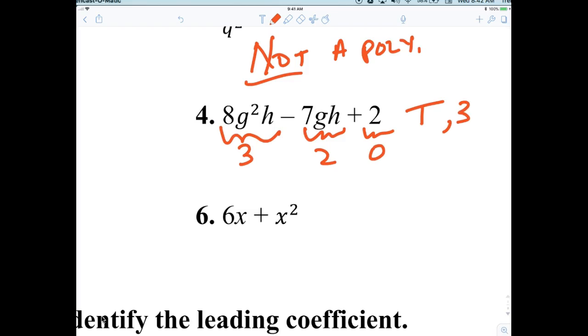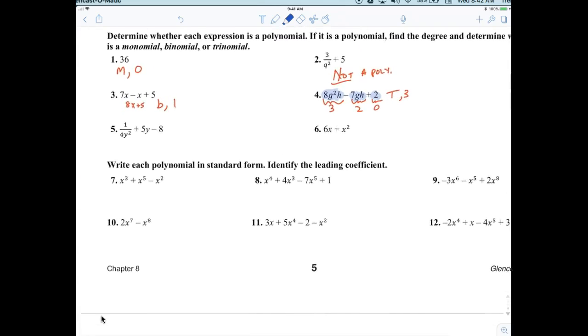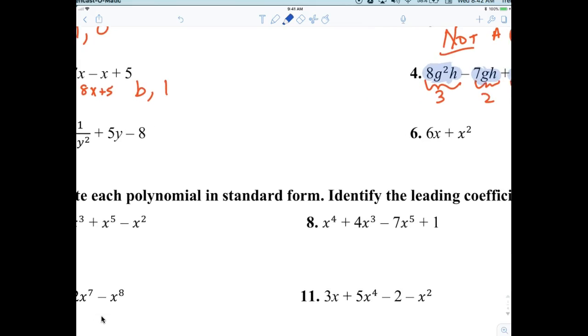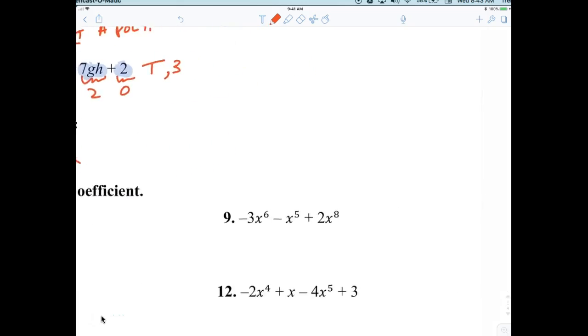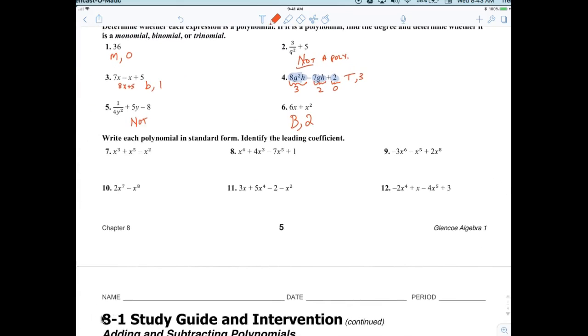There's 3 terms. That's why. 1, 2, 3 terms. Terms are separated by addition and subtraction. All right? So number 5 is obviously not a polynomial. Number 6 is a binomial with a degree of 2, and that's it. Very simple. I'm telling you, it's super easy. Move on to number 3.